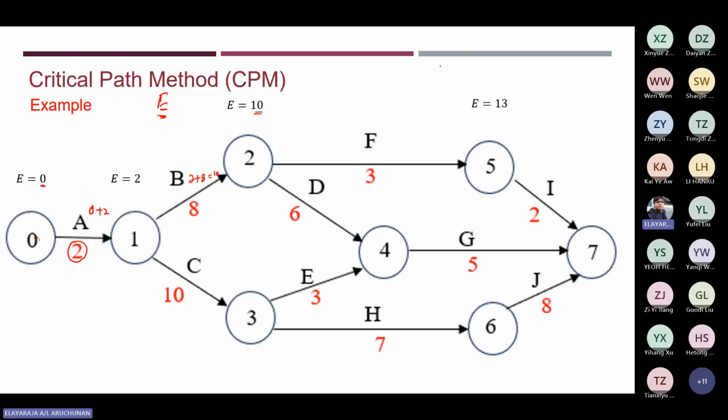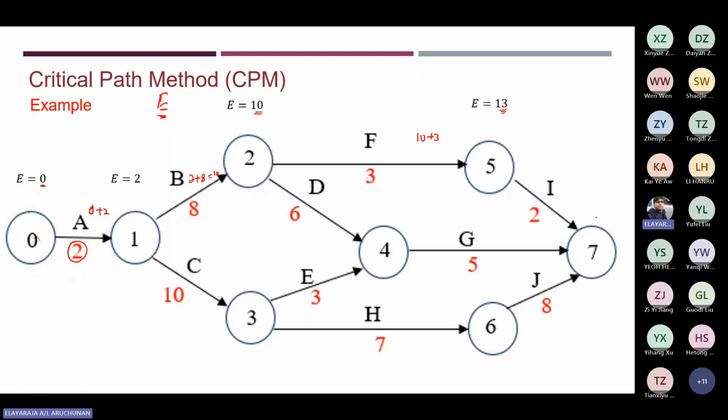So in order to calculate the earliest starting time for activity F, it's very simple: take that 10 and add 3. So 10 plus 3, you get 13. So at this point, activity F takes 13 days to complete. Okay.